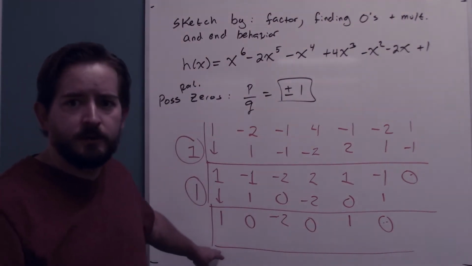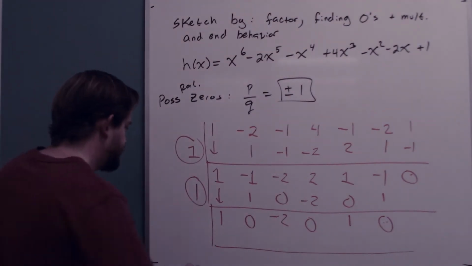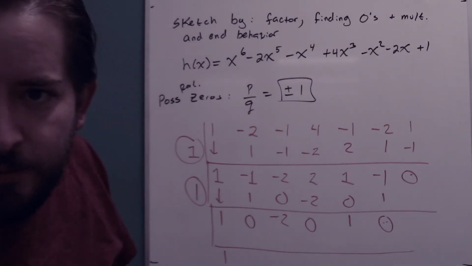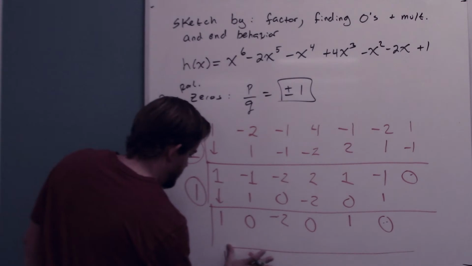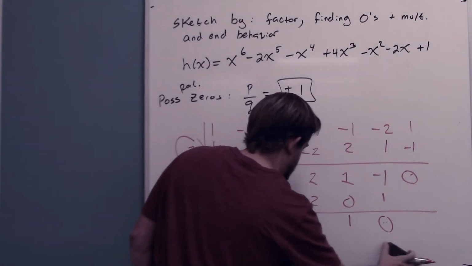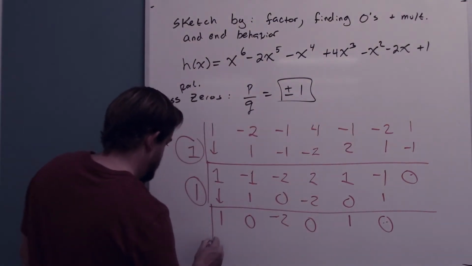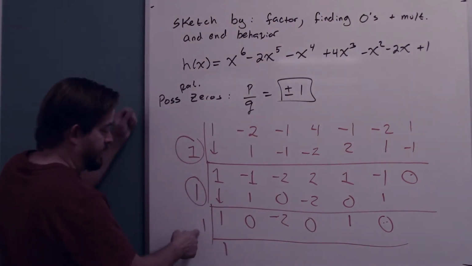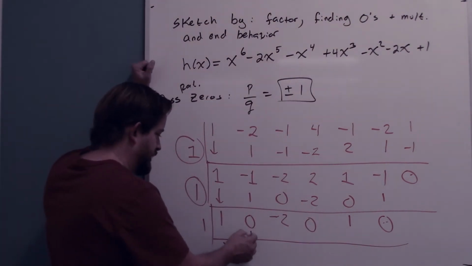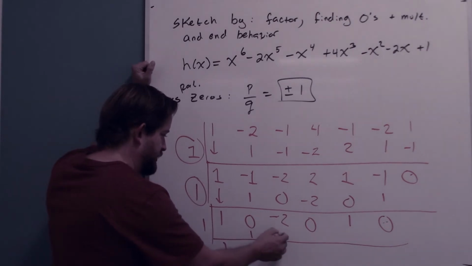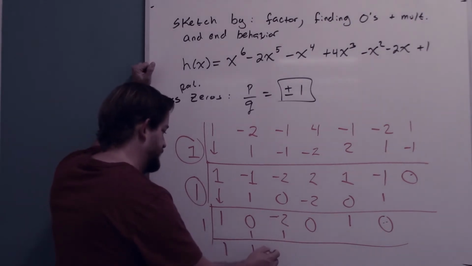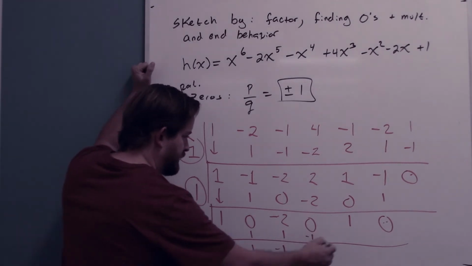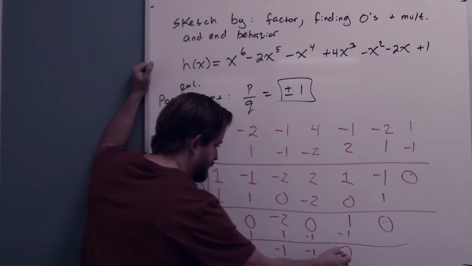Is this too low? No. The 1 drops down, is that too low? Probably. The 1 drops down, we're trying 1 again, so 1 times 1 is 1, plus the 0 is 1. 1 times 1 is 1, plus the negative 2 is negative 1, so that gives me a negative 1, negative 1, negative 1, I get another 0 here.